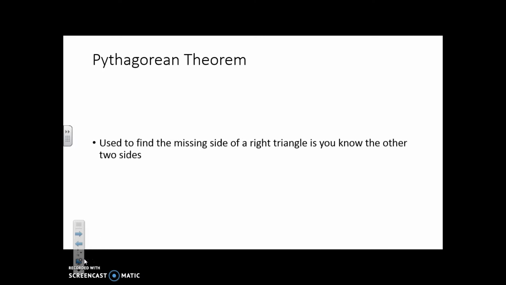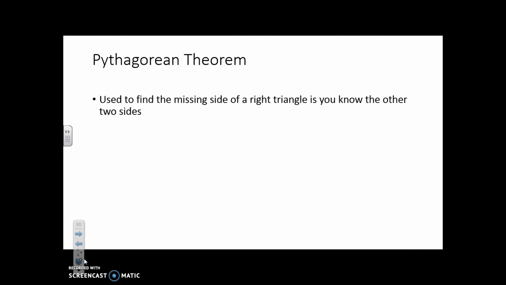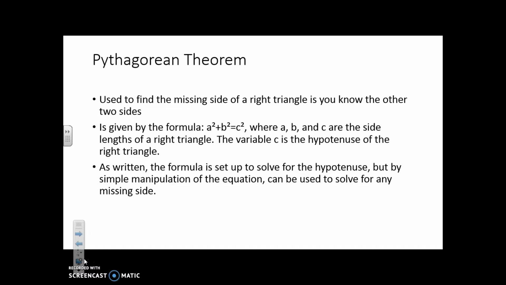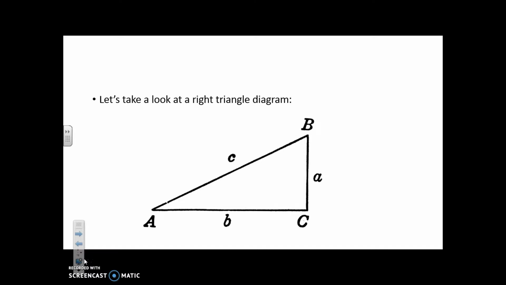Of course, the Pythagorean Theorem is used to find the missing side length of a right triangle if you know the other two sides. It's given by the formula a squared plus b squared equals c squared, where a, b, and c are the side lengths of a right triangle. The variable c is the hypotenuse of the right triangle. As it's written, the formula is set up to solve for the hypotenuse, but by simple manipulation of the equation, it can be used to solve for any missing side.